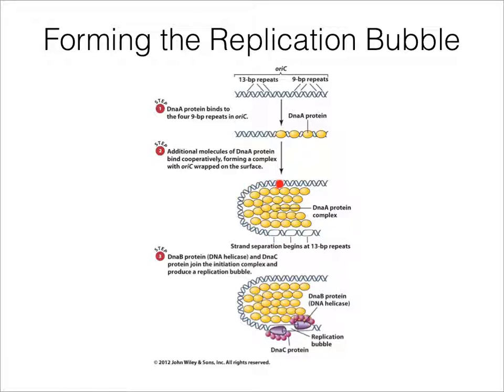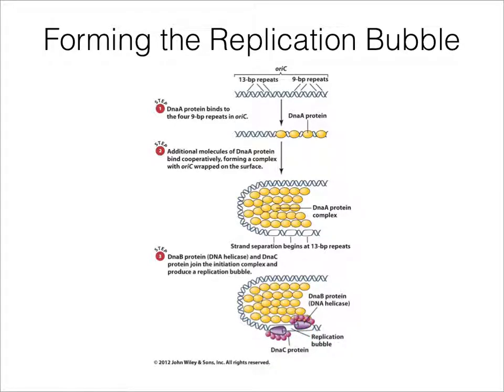Once you've bent the DNA back over on itself, that puts strain on the DNA, and that causes the DNA to be more likely to breathe, to split open. So you get strand separation that begins at the 13 base pair repeats as they open up due to the strain, and once they've opened up, your helicase can jump in.